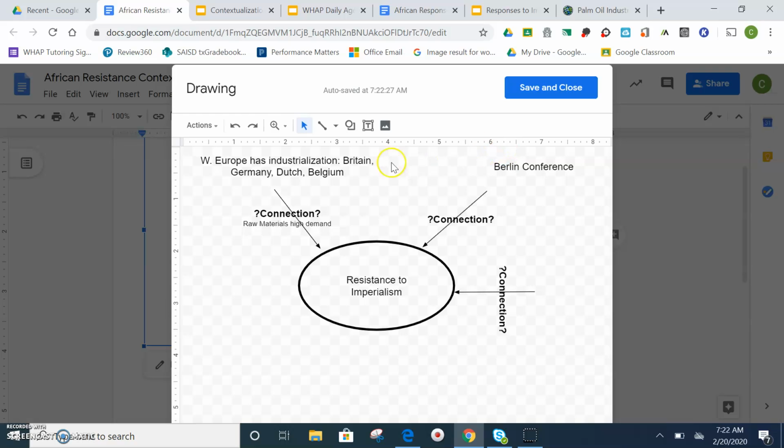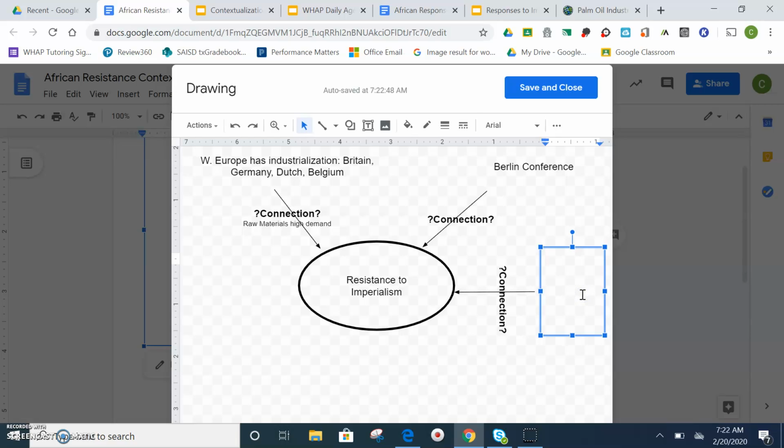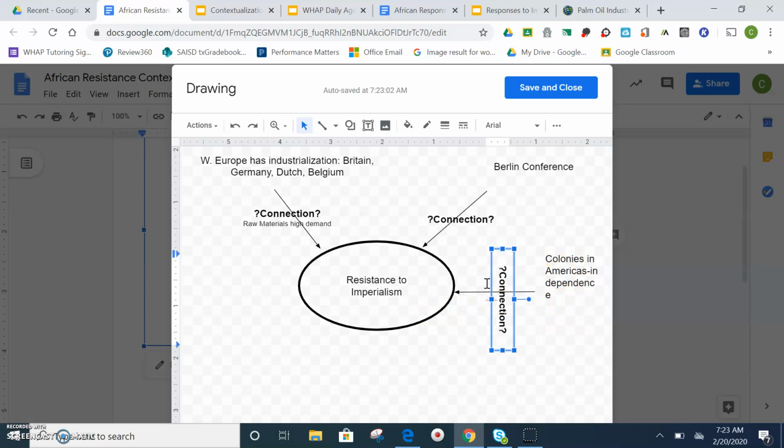You only need 2 major developments to write a contextualization sentence, but if you wanted to safeguard yourself or it just came really naturally to you, then you could try to think of a third. So for example, remember that our colonies in the Americas have already achieved independence. So how would that have created, right, resistance to imperialism in Africa? Like, how does this connect to Europe now needing essentially more colonies in Africa because they've industrialized? How does that impact that? And that's what you'd want to type in your connection.